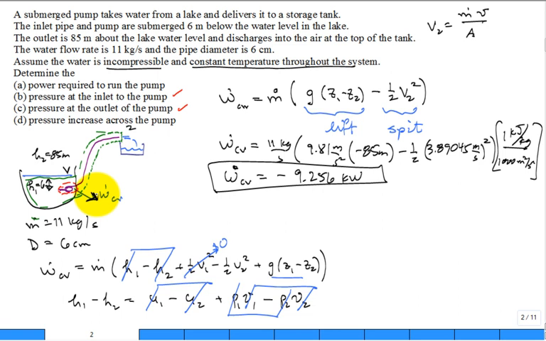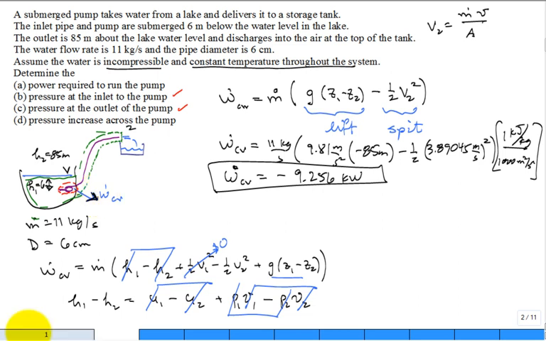And I want to see if you can select a different control volume which will help you with laser-guided precision get the answer for part B, which is the pressure at the inlet to the pump. I'm going to stop, walk around, see if you... All right, so for part B, it really is all in the selection of the control volume.